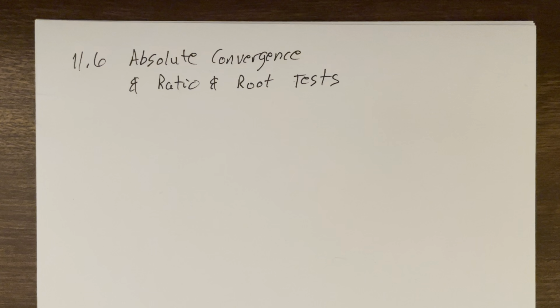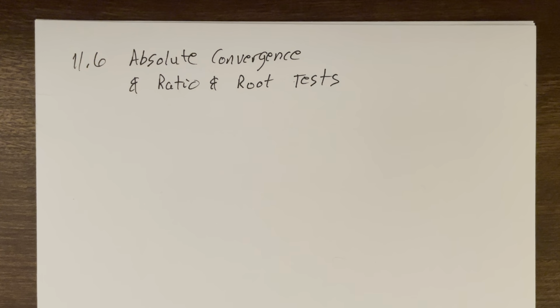In this video, we'll move into section 11.6, and we have two concept ideas that we need to get into. The first will be a discussion about the difference between absolute and conditional convergence, and then we'll move into our last two tests. We will discuss the ratio and the root test.